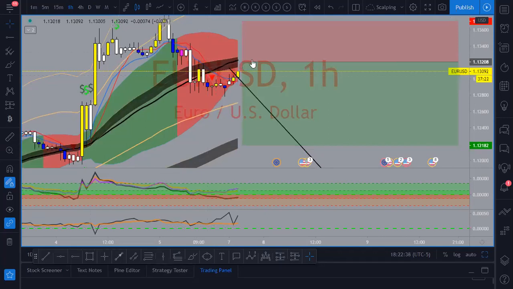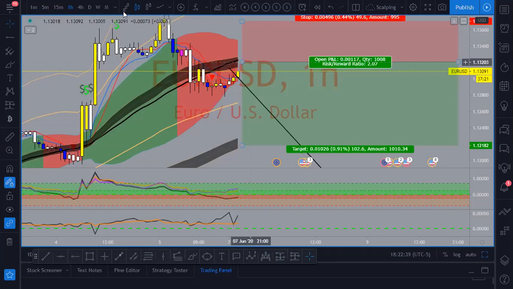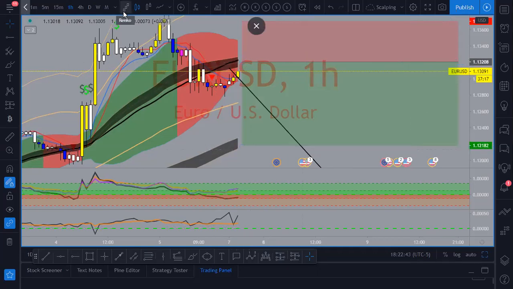So yeah, again, I want to see price come up here, drop, then yeah. So let's go ahead and go on to GBPUSD.